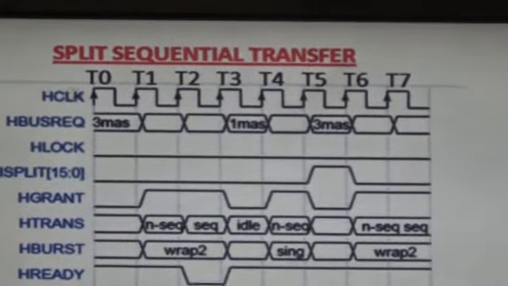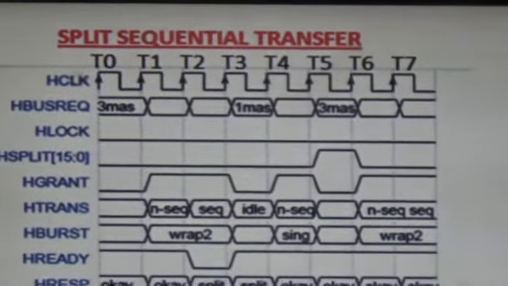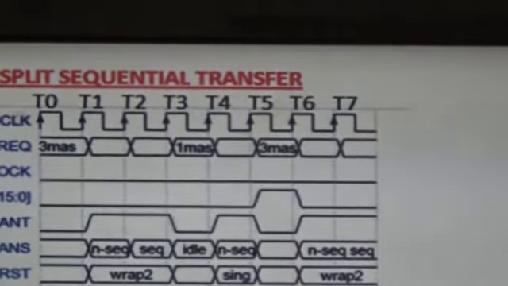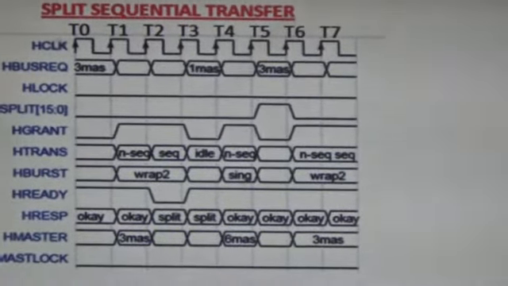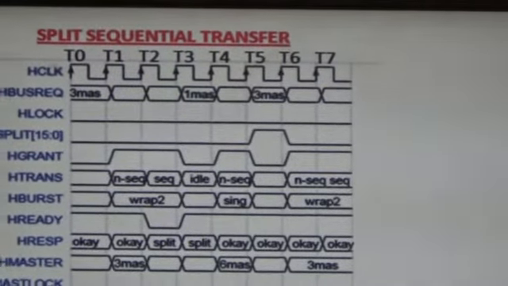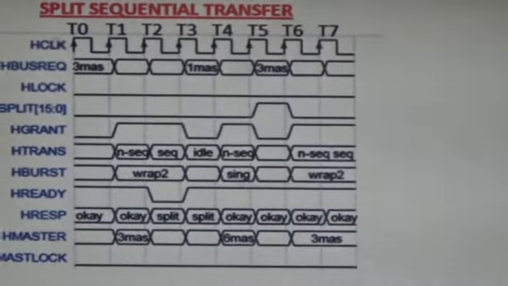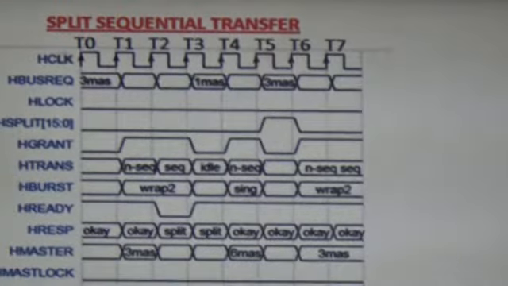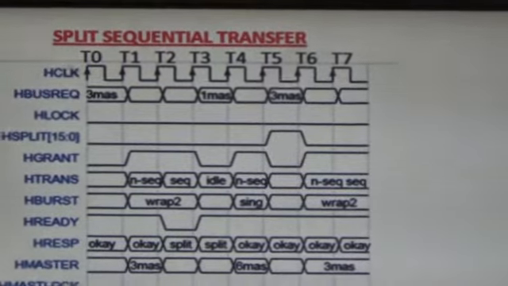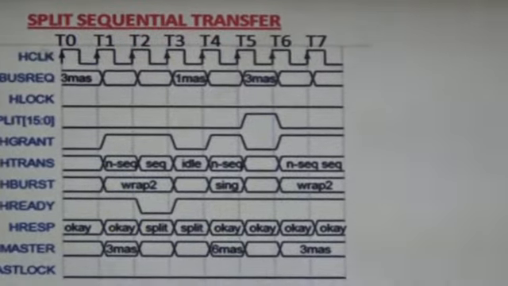So if you have seen here, HBUSREQ at T3 clock cycle, the first master is ready to access and it has the highest priority. But in the T4 clock cycle, even though the first master has high priority, the sixth master has been given access to the bus, because that is the main identifying point of a split transfer: when a split transfer occurs, access may not only be given to the highest priority, it may be given to any master. That's why it has been given to the sixth master.